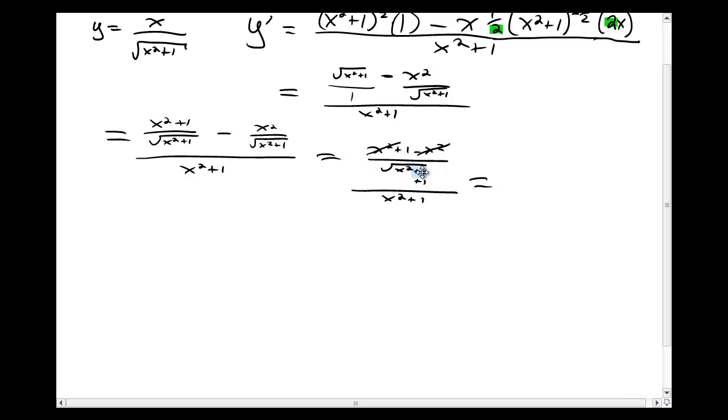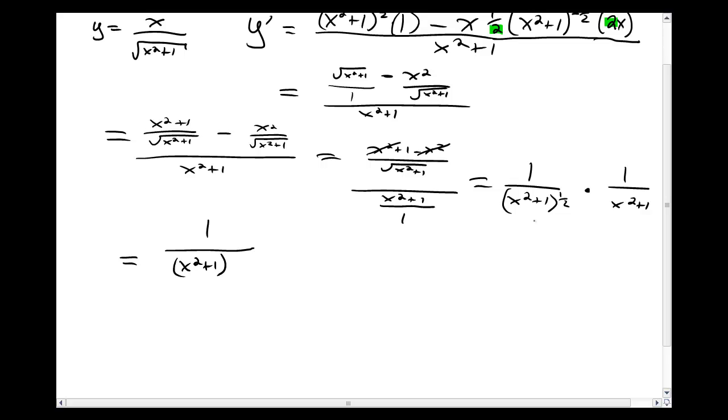To make that work out well, I'm going to invert and multiply. To make that inversion and multiply happen nicely, I'm going to put this x squared plus 1 in the bottom over 1. When I do that, on the top I'm left with 1 plus (x squared plus 1), and again I'm going to write this with a fractional exponent, and I'm going to multiply it by 1 over x squared plus 1. This simplifies to be 1 over x squared plus 1.